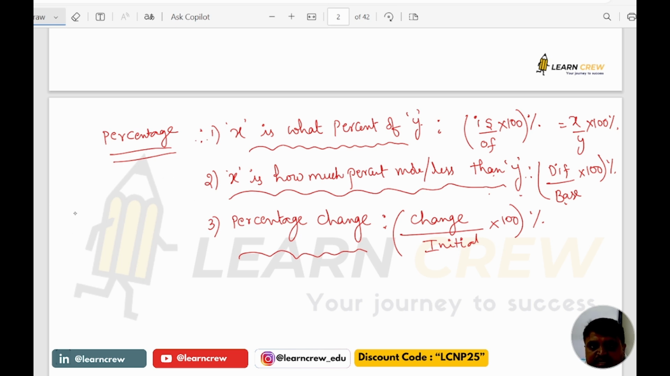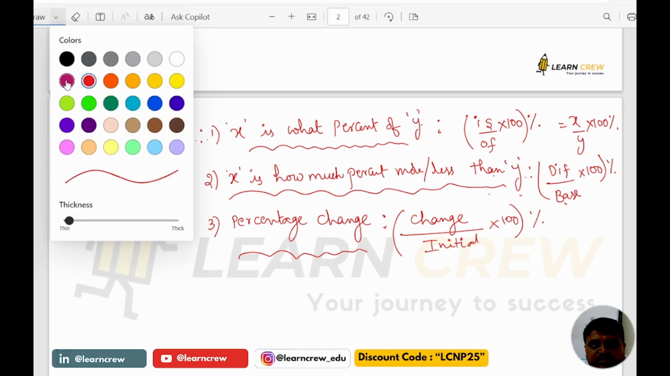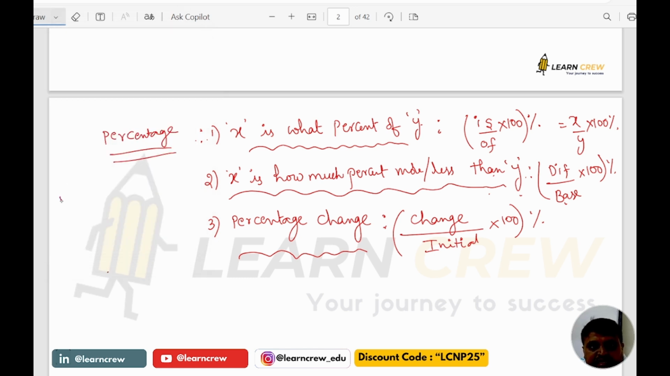For example, I am giving a simple question here. It's a very simple question. Let me see how many of you could answer. 20 is what percent of 40? It means it is by of into 100. 20 by 40 is 1 by 2, which means 50%.